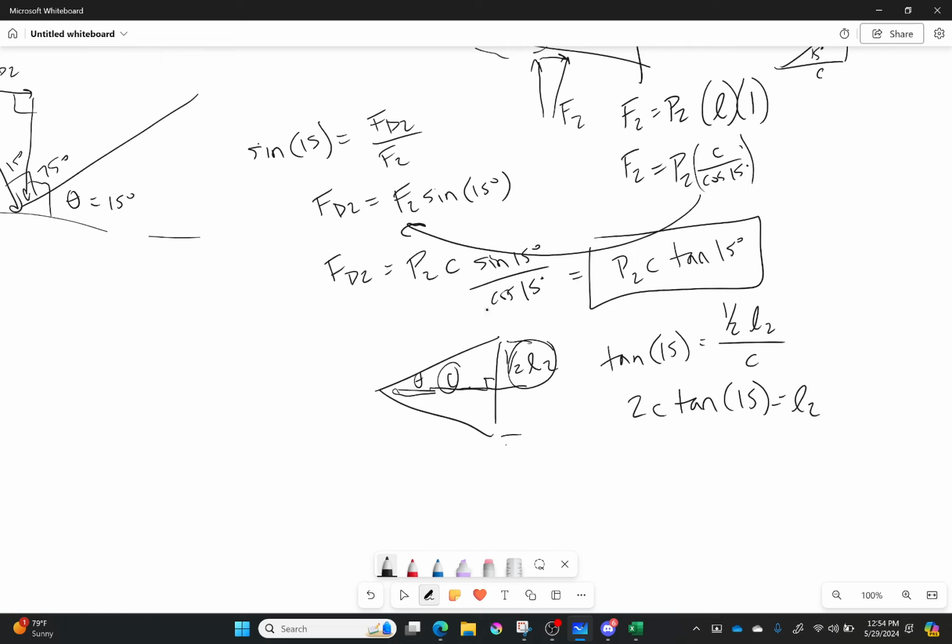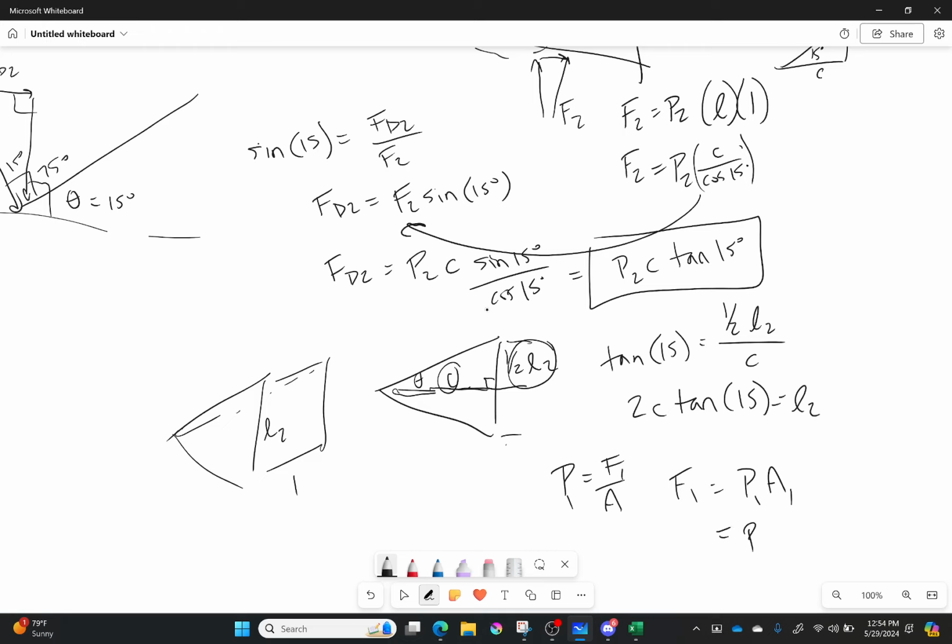So I can go back to my pressure equation. As you know, pressure is equal to force over area, and therefore force 1 is equal to pressure times area. And A1 is simply going to be equal to the length 2 times 1, because if I'm looking at the back of this guy, that's what I'm seeing here. Okay, that's length 2, that is 1. This is a more 3D drawing of that wedge. So that's going to be equal to P1 times 2C tan of 15 degrees.